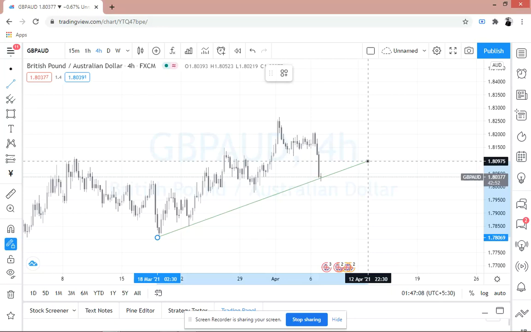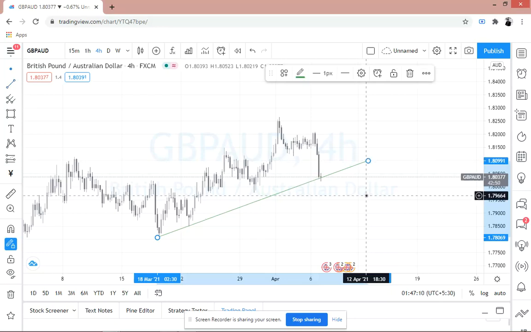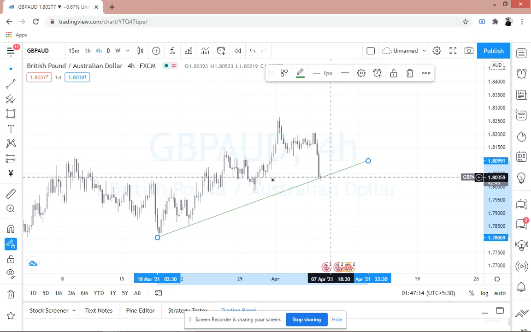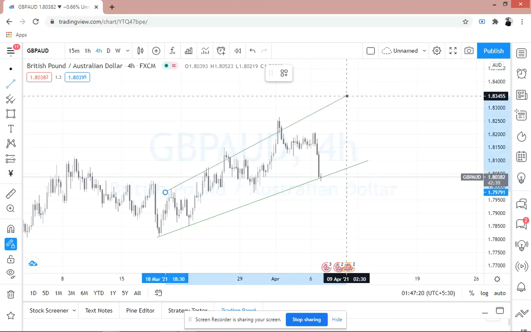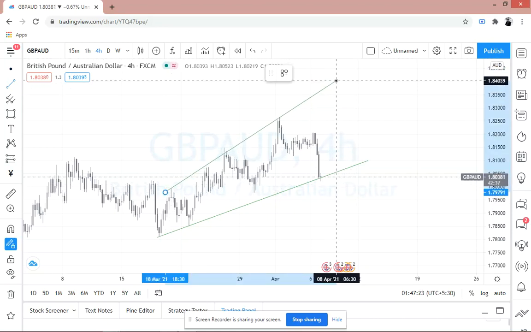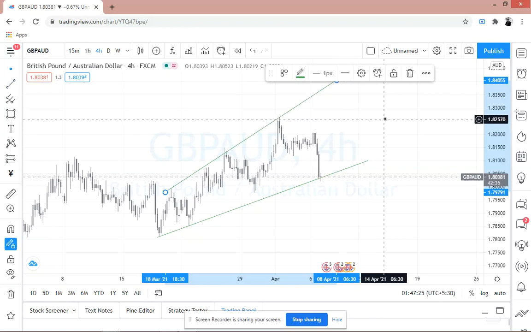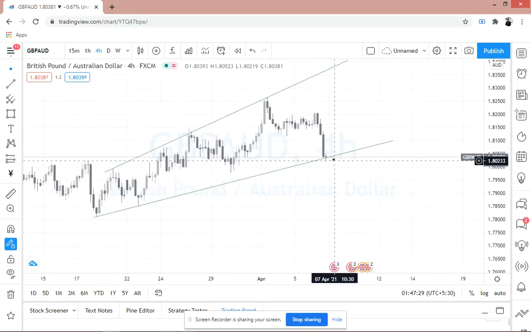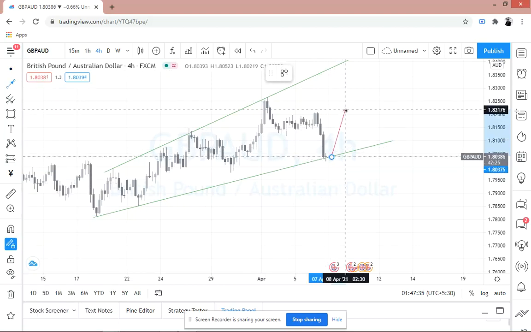Okay, so we have some buyers here and buyers here. We also have some sellers here. This way. So I think according to the trend, we should expect some buyers movement, buyers entry from this support trend line to the upside.